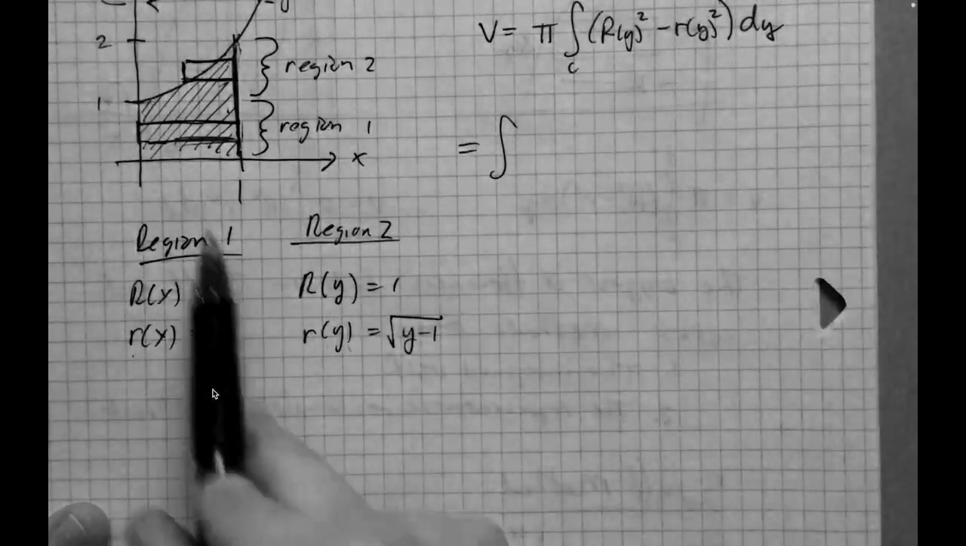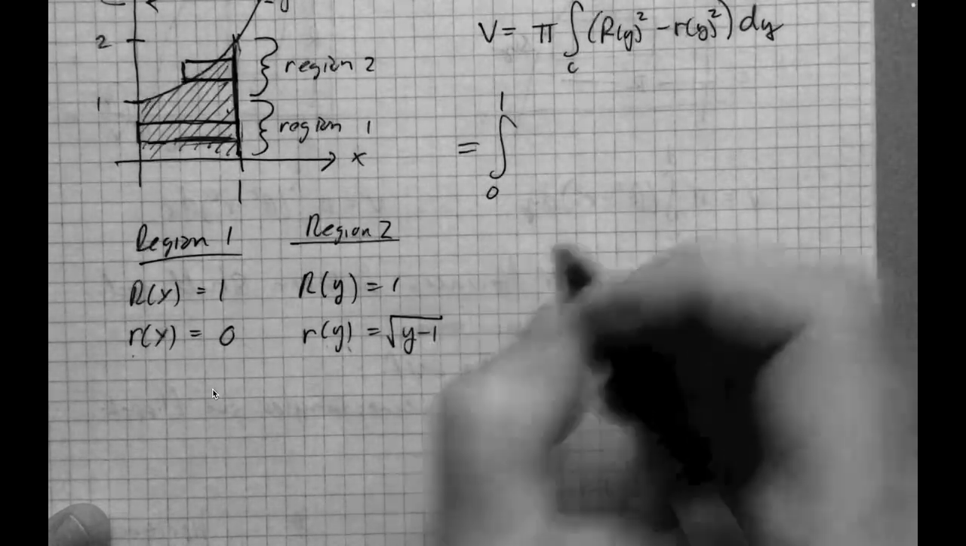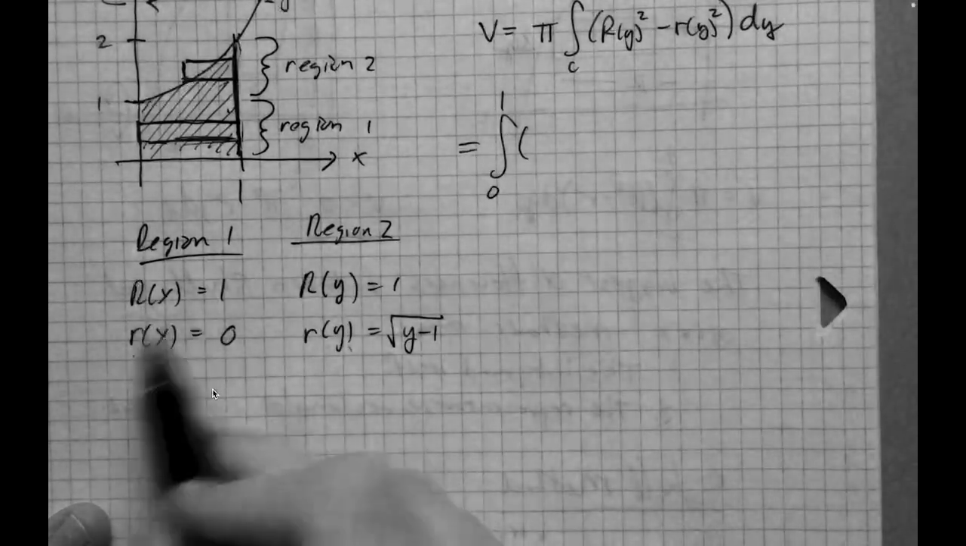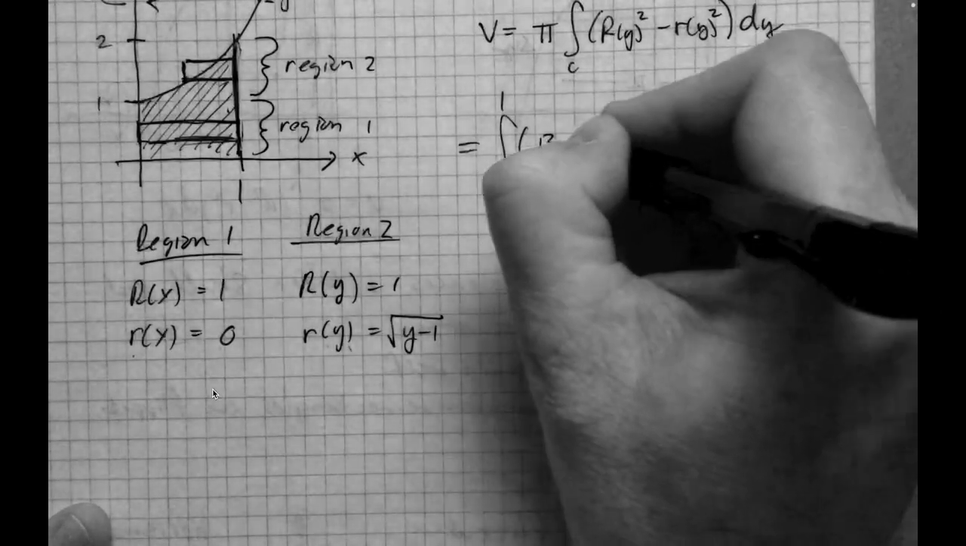Okay, and so we can integrate this. We'll do region 1 to start with. That's going to be 0 up to 1, and it's going to be big R squared minus little r squared. So it'll be 1 squared minus 0 squared.